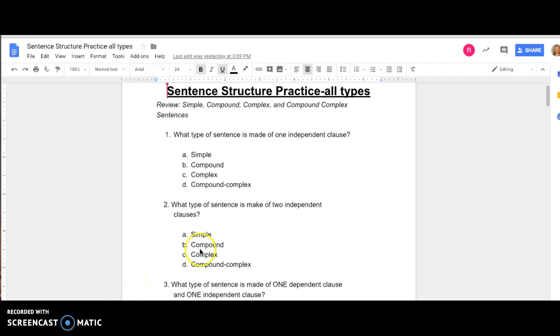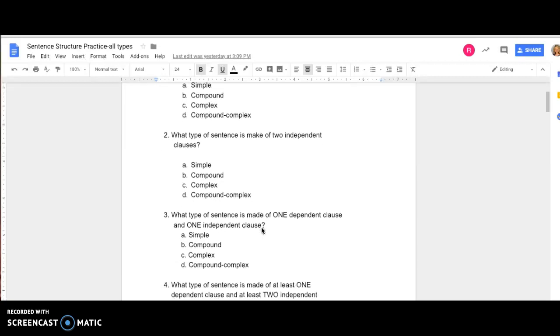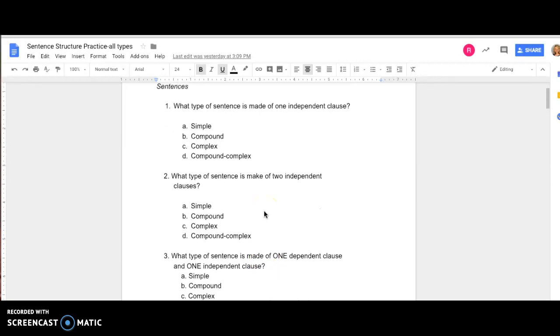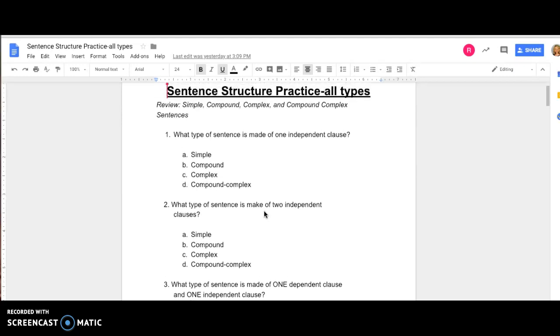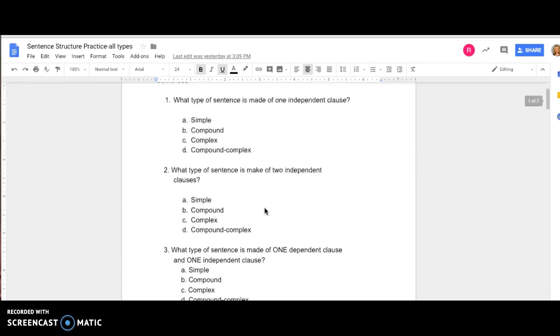Hey guys, real quick, I wanted to go over the instructions for this practice that you're going to complete today. So we need to make sure that we understand sentence types, and there are 4 different types of sentences, okay? You can use your foldable for this practice, but I want to go over the instructions first. So 1, 2, 3, and 4 are very straightforward. Just highlight your answer. You can use your foldable for these.